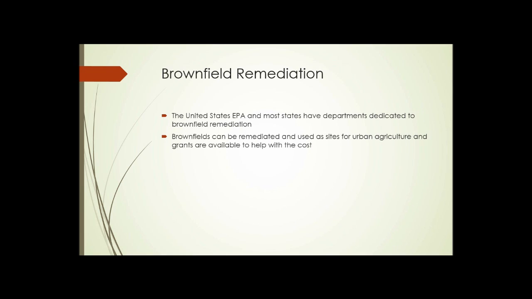So what do we do if an area is a brownfield? Well, brownfields can be remediated. The contaminants removed. The EPA and most states have departments that are dedicated to brownfield remediation. Brownfields can be remediated and used as sites for urban agriculture. In addition, grants are available to help with the cost of remediation. If you want to turn some formerly lightly contaminated land into something productive, there's usually money available to help you do that.